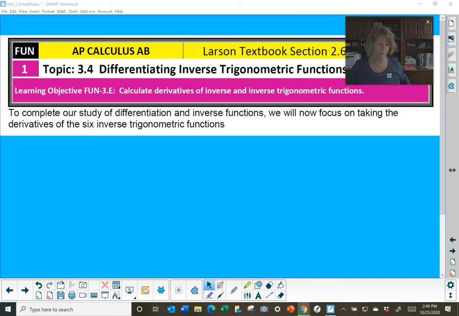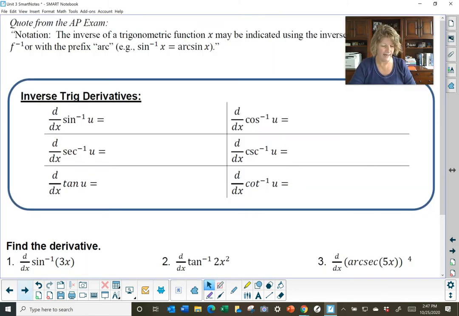Hello and welcome. Let's look at lesson 3-4, differentiating inverse trigonometric functions. I know it has that crazy word inverse. Don't let that throw you, because today is much easier than lesson 3-3, which was just inverse functions. Today we're on inverse trig functions. So to complete our study of the derivatives of trig functions, we've got to look at the inverse of those 6 trig functions, and that's what we're tackling today.